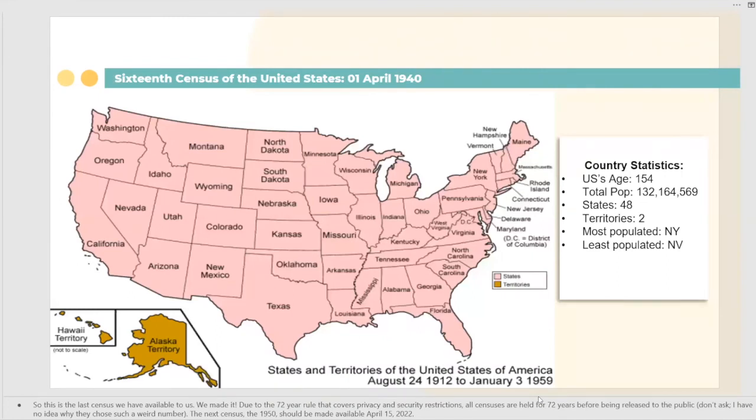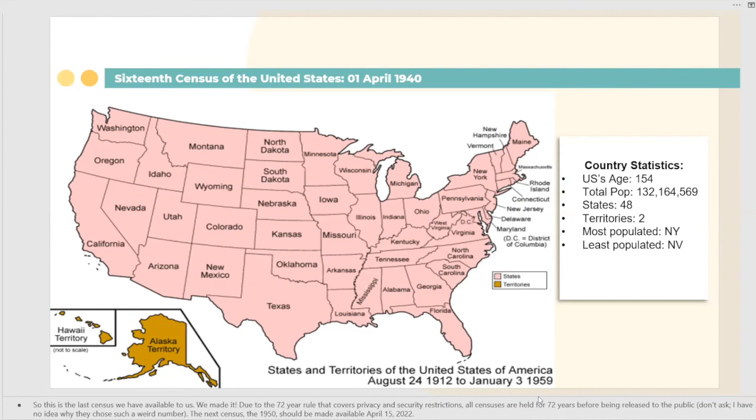Okay, this one changes quite a bit. So post Great Depression, there's a lot of information that they wanted to gather on the movements of the population and how much of an impact the Depression had had on the overall economy and daily lives of the US citizens. This is the last census that we have available to us. The 72-year rule was put into place before it was released to the public. So that was the average lifespan of the United States citizen when that law was made. That's why it's 72 years. It's such a weird number. I had to figure that out.